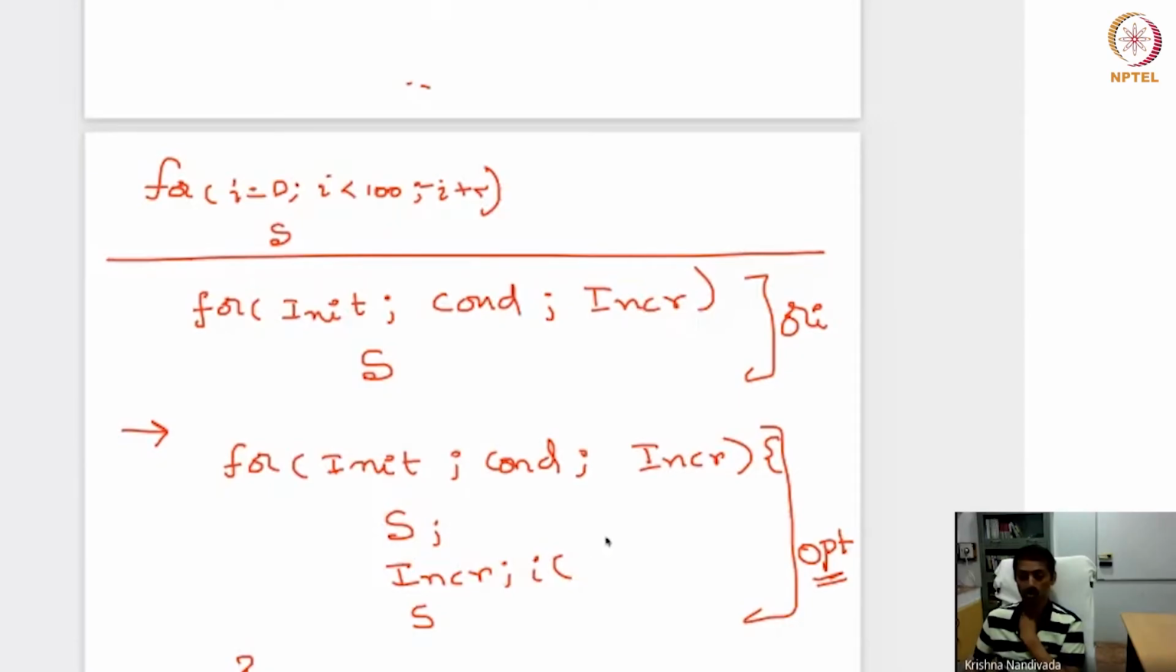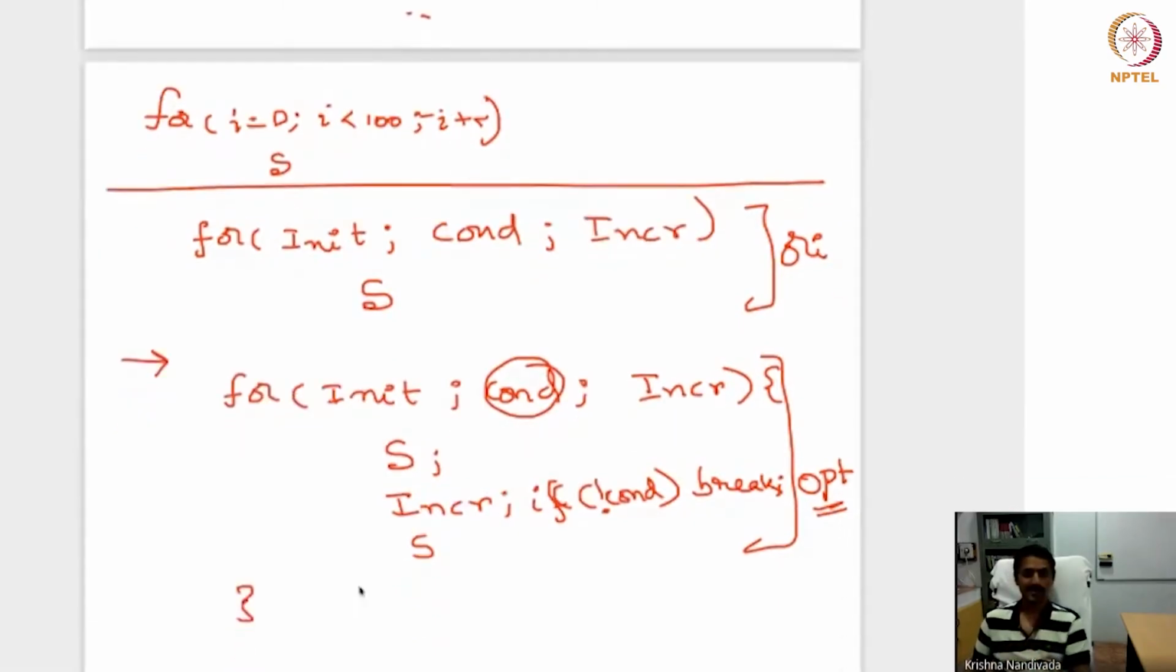If I am adding this condition, if not condition break, then I haven't gotten all the benefits of unrolling that I talked about. Let us say I know this condition. Can I do anything better?